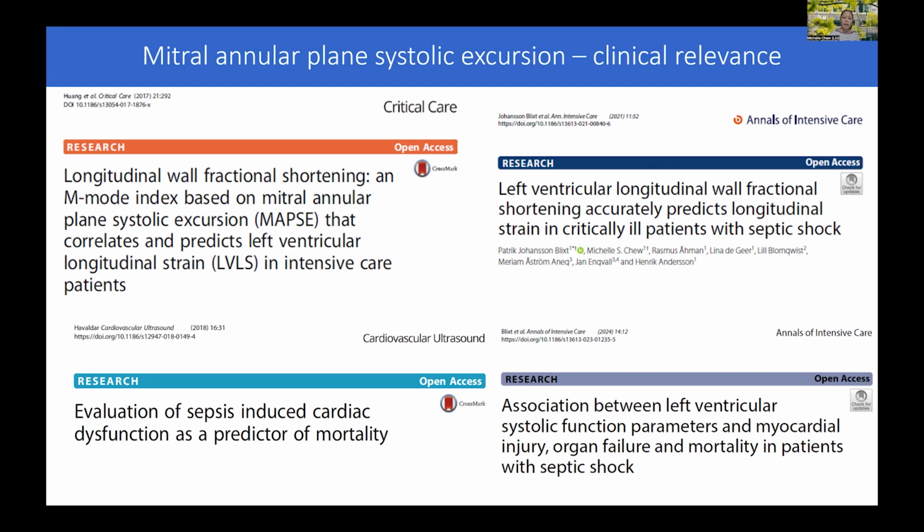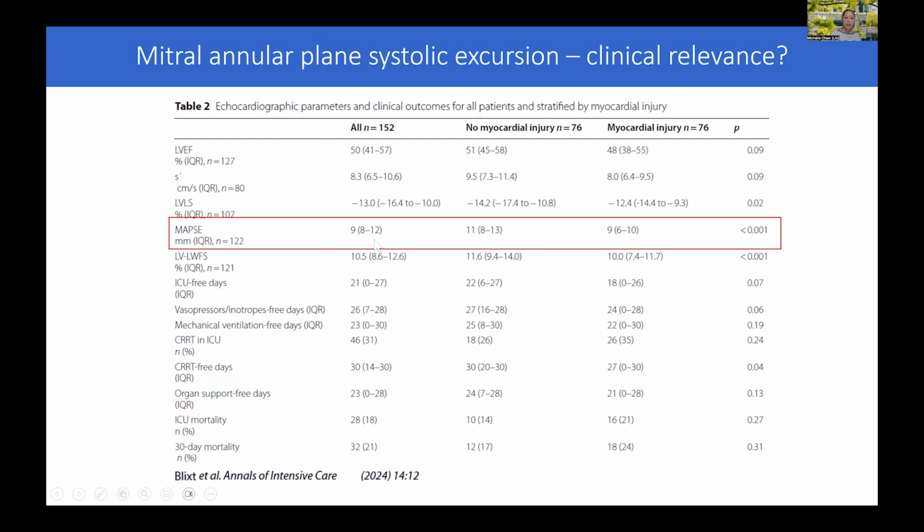However, we also know that MAPC is highly related with acute myocardial injury, and there is even one paper that shows that MAPC is a predictor of short-term mortality. And this is a recent paper that we published here showing how MAPC is strongly related to patients with myocardial injury. So MAPC is decreased amongst those patients with manifest myocardial injury measured as a troponin increase according to consensus definitions.